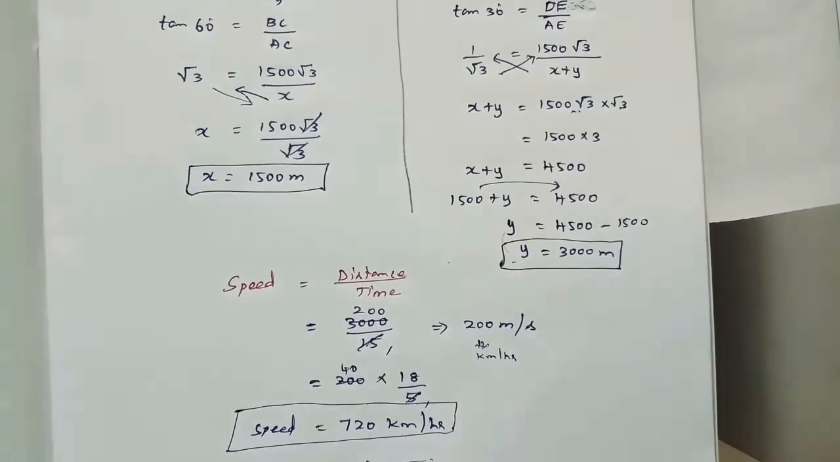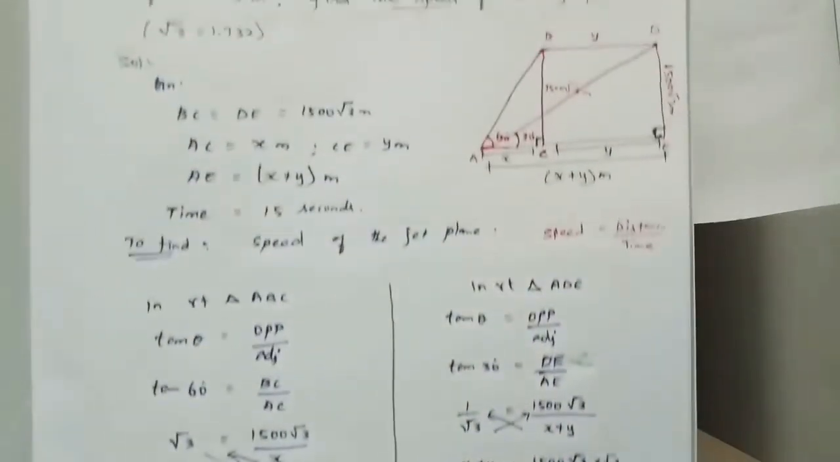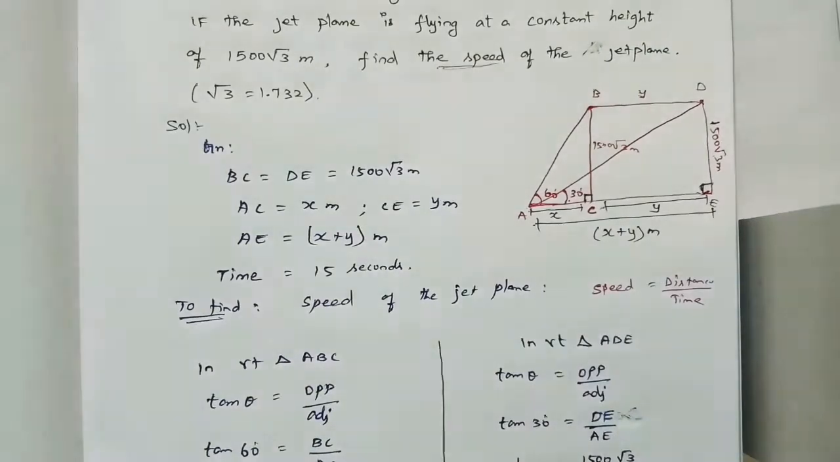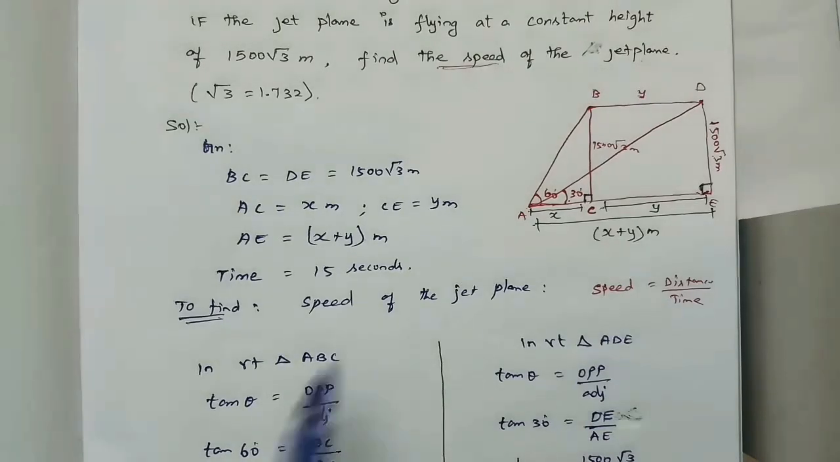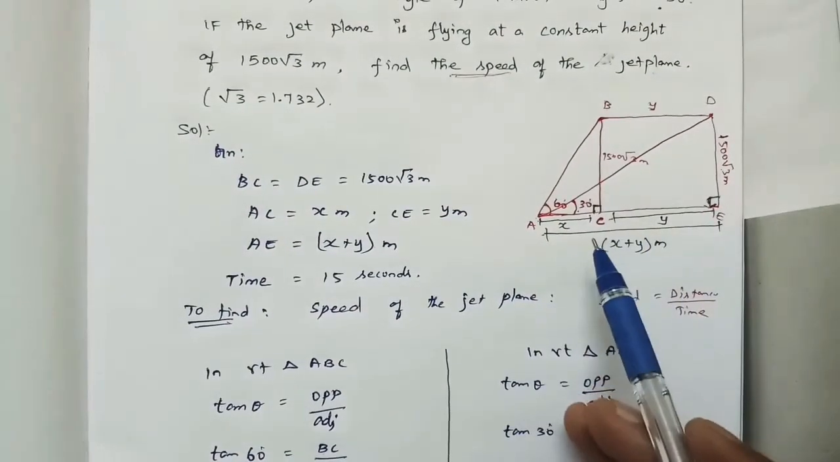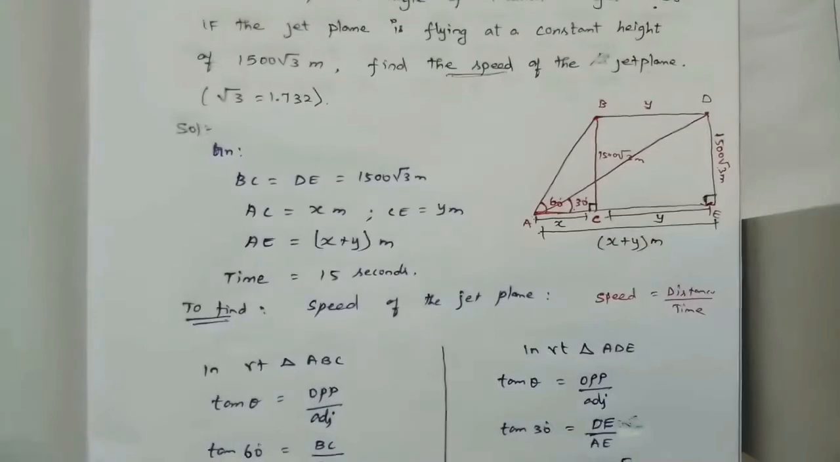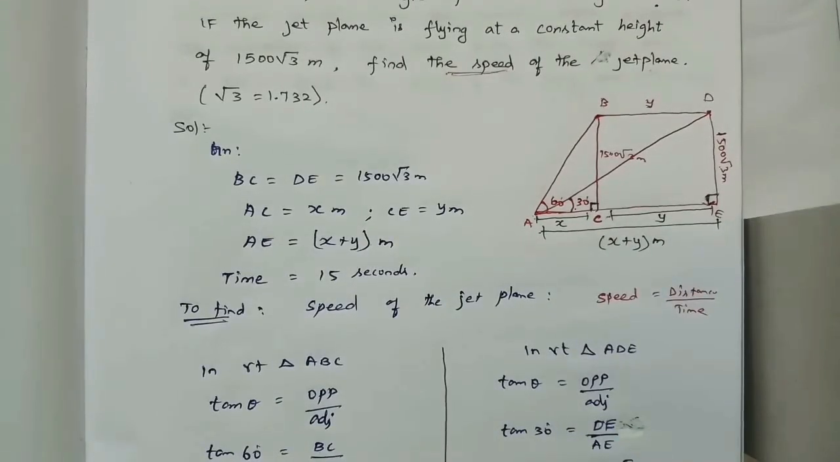It's very easy, but we have to picturize. Speed is distance by time. By using this formula alone, what we need is distance, and distance is a part of a right angle triangle. So with the help of trigonometry ratios we are finding the distance, and by using the speed formula we are finding the speed of the jet plane.